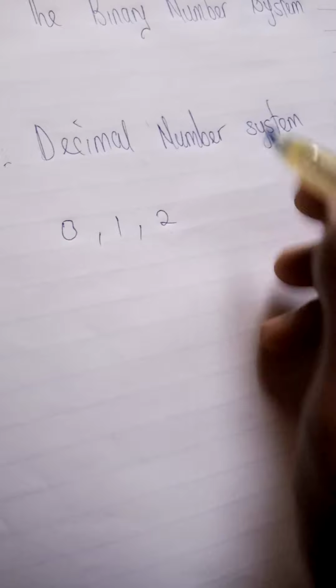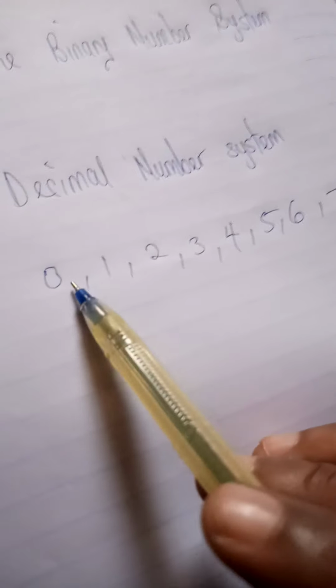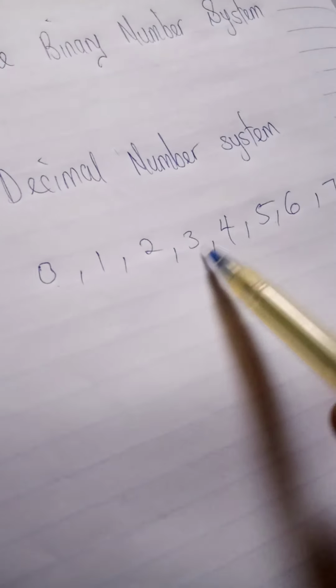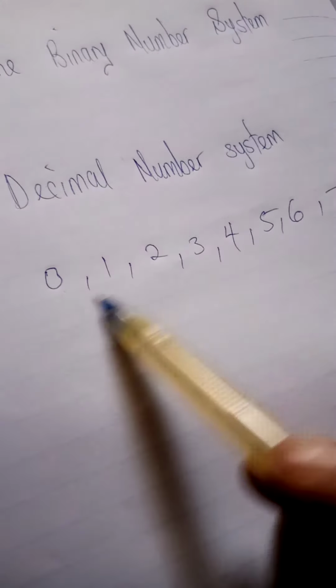We have 10 digits, which are used in turn in combination to form a number. So we have digits like 0, 1, 2, 3, 4, 5, 6, 7, 8, and 9. If you look at these digits, you're going to see that we have 1, 2, 3, 4, 5, 6, 7, 8, 9, 10. We have 10 digits in all.